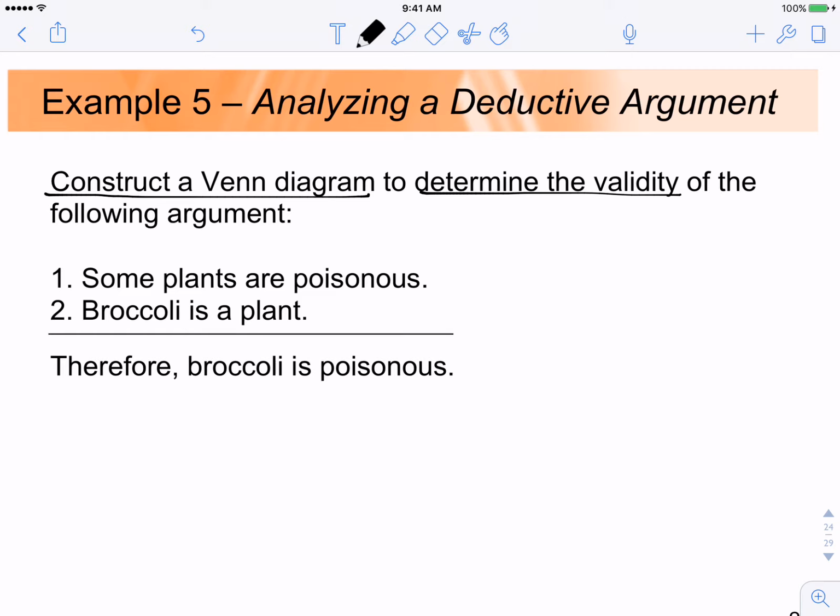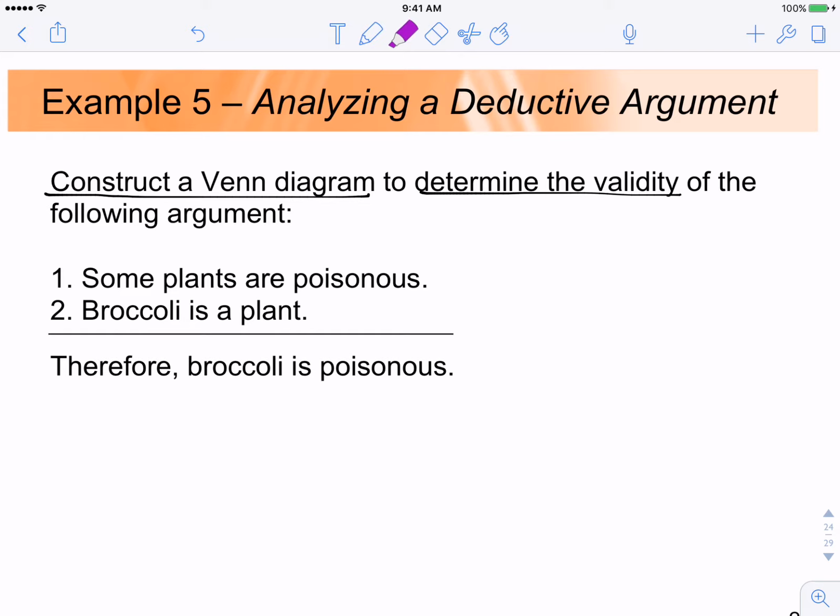Now, while it may seem obvious that this argument is probably invalid, remember from the previous two slides that just because an argument is valid or invalid does not mean that the conclusion is true or false. It all depends on how the statement is written. So we can't just go ahead and jump to conclusions. We really do need to work it out.